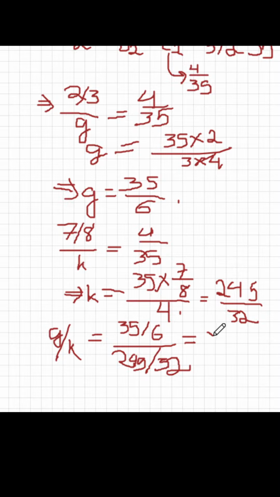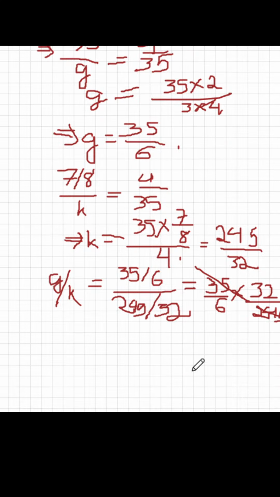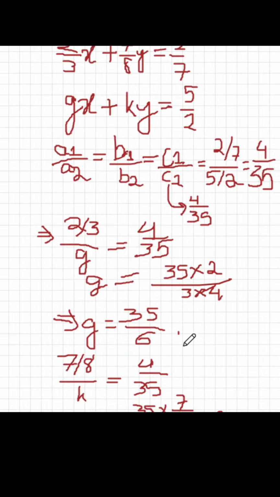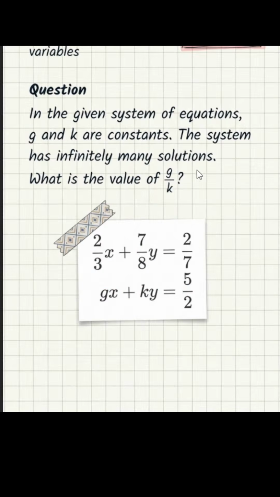So that should be 35 by 6 and then we'll multiply this by 32 by 245. So this will cancel out, this will be 7 and this will be 32 by 6 into 7. This 6 will cancel out, this will become 16, this will become 3. So g by k is 16 by 21. So g by k is asked, so it should be 16 by 21.